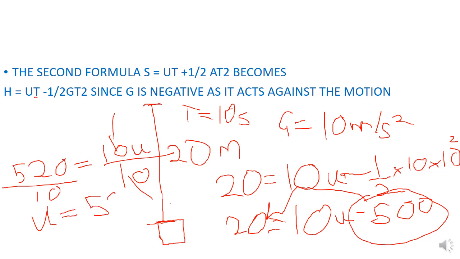52 meters per second, which is a high speed, because 52 meters per second, if we convert it to kilometers per hour, is 180 kilometers per hour. So that was the initial velocity of the body.